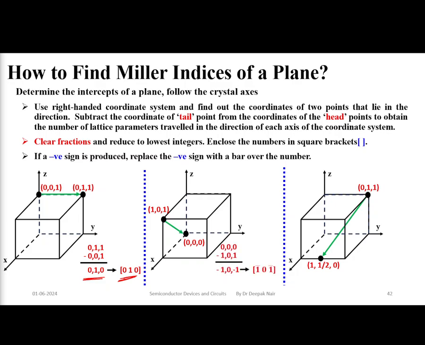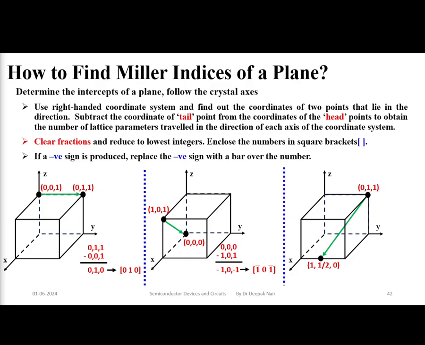Similarly, if your direction is here, starting from here, ending at here, so the tail is here, head is here, so 1, 0, 1, and you are moving towards 0, 0, 0. So 0, 0, 0 minus 1, 0, 1. Here you have the head and here you have the tail. And you will get minus 1, 0, minus 1. So we don't write minus 1. Instead we put 1 bar, 0, 1 bar and enclose within a square bracket. So that is our Miller indices.